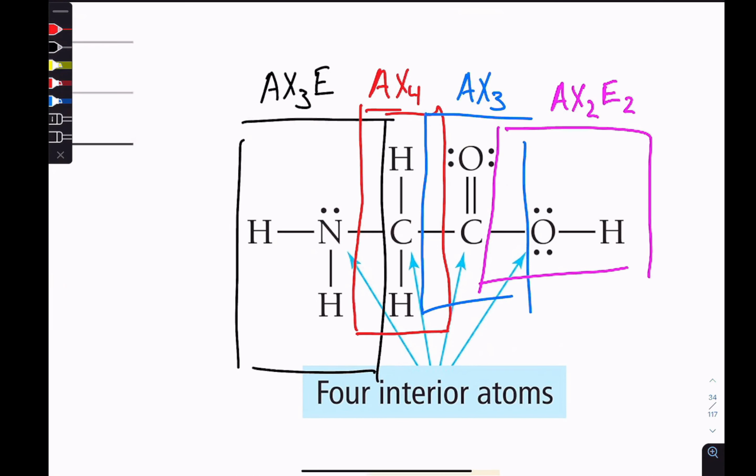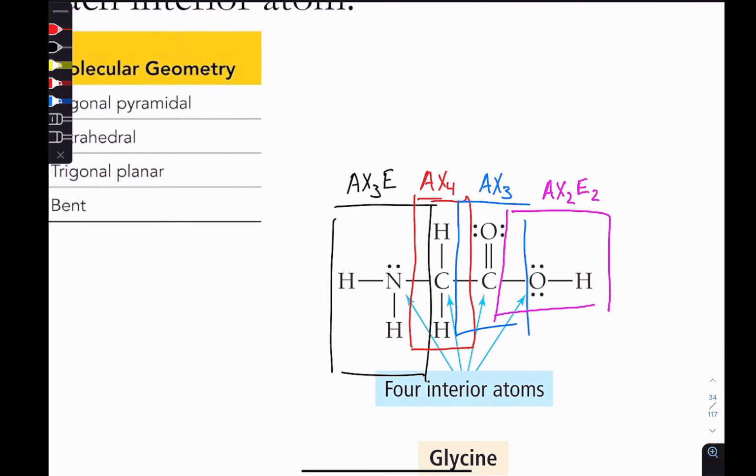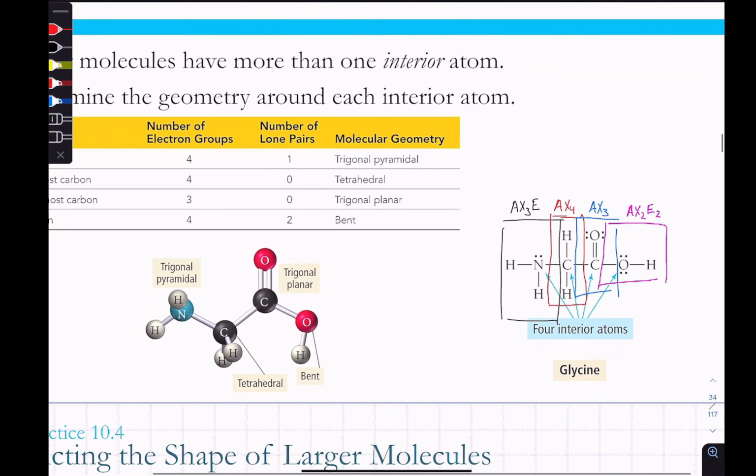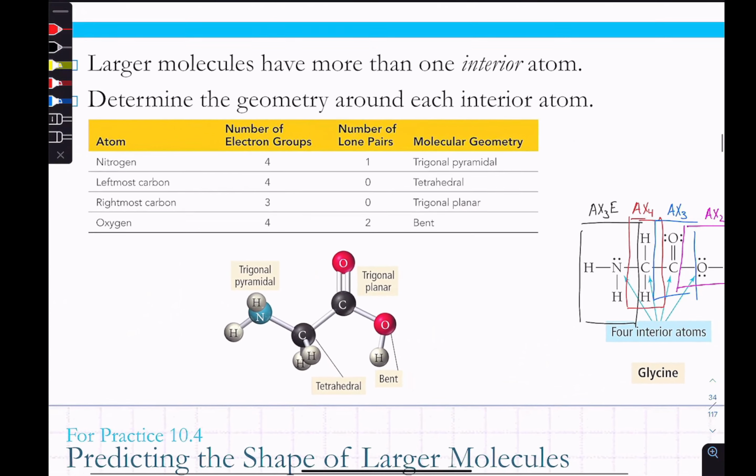So you can only have four bonding groups? In most things, especially, so this is an organic molecule. I actually think this is, what is it? It's an amino, NH2, it's an amino acid. CH2, I can't remember which amino acid it is.